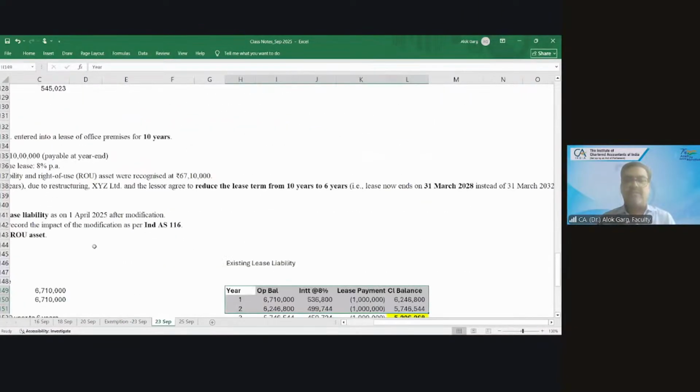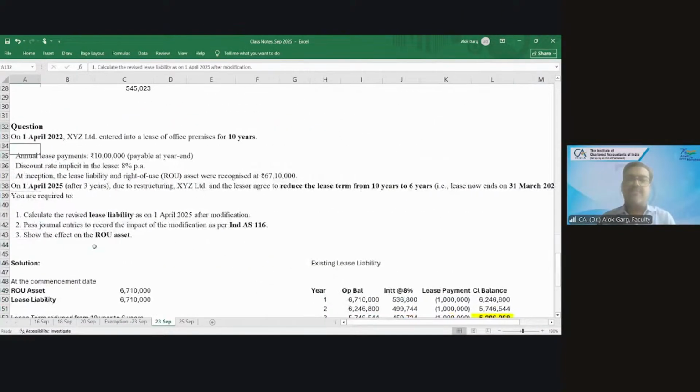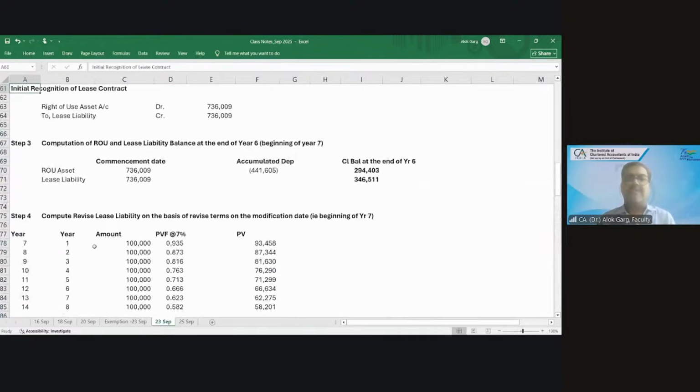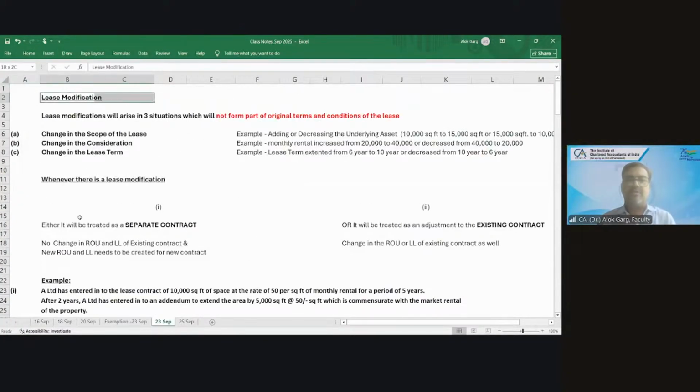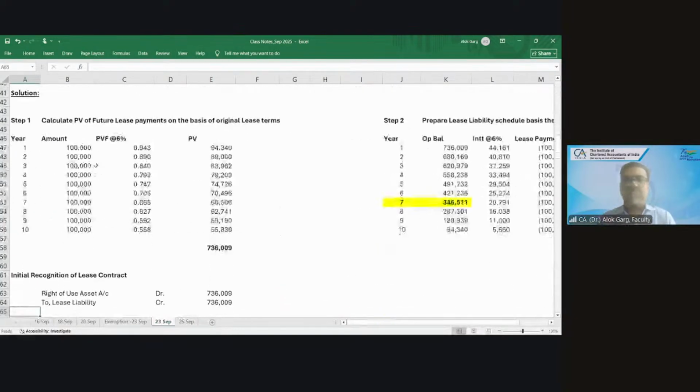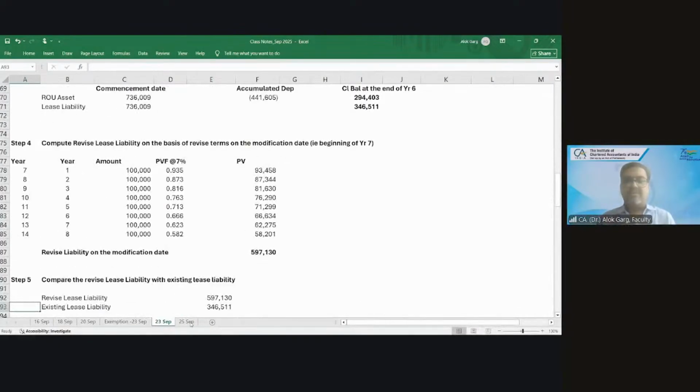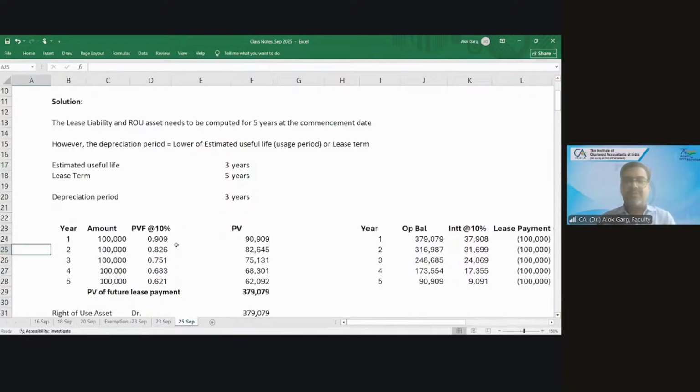All these things are there. So you can just refer to these and you will be able to understand it very easily, like lease modification. What is meant by lease modification? What will be the accounting? Then the questions, then the illustrations. So this is how it has been captured.